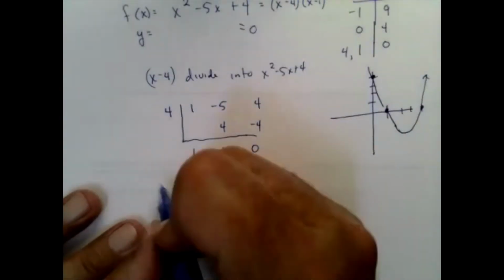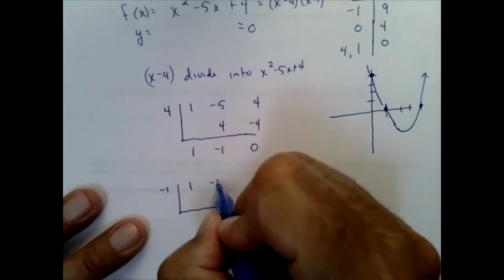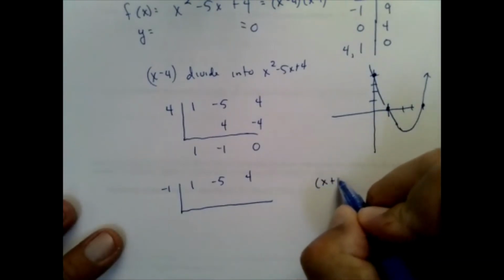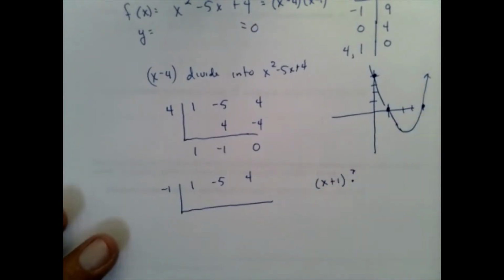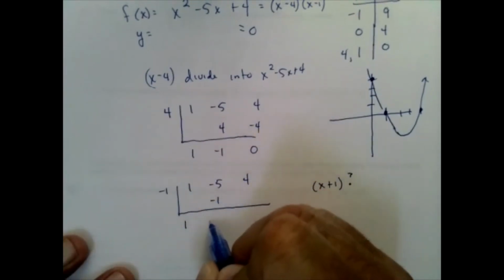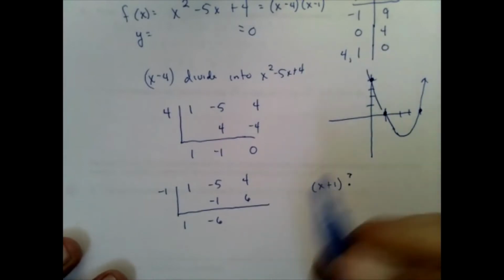Watch this. What if I plugged in -1? 1, -5, and 4. I'm trying to see if x plus 1 divides evenly into it. I get 1, -1, -6, 6, and 10.